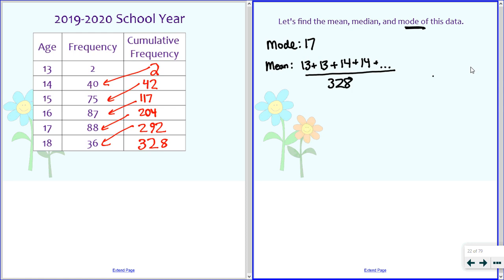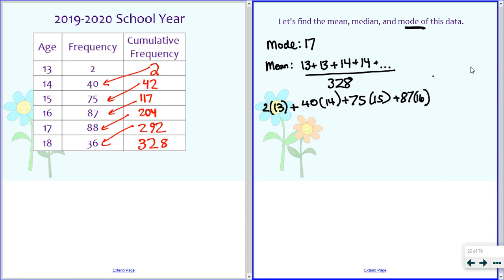So we're going to do this in a quicker fashion. We're going to do this by saying, I have two 13-year-olds, and I have 40 14-year-olds, and I have 75 15-year-olds, and I have 87 16-year-olds. Let me scooch all this over.